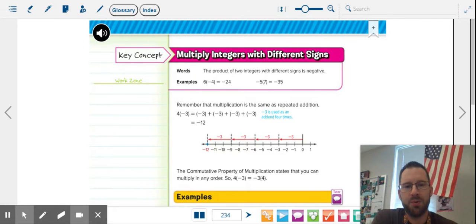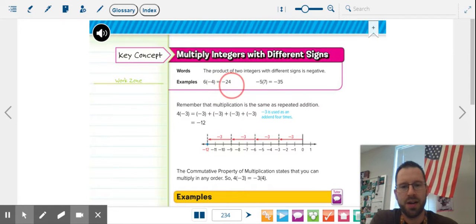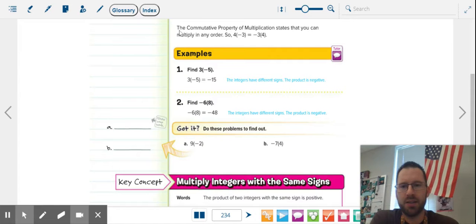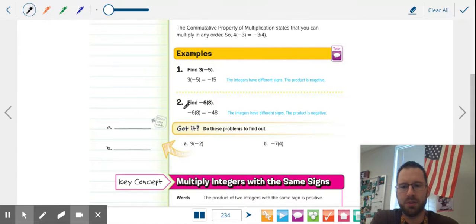So if you have integers with different signs, they will always have an answer that is negative, okay? So if you have a group of negative things, you're going to end up with a negative answer. Or if you have a negative group of positive things, it would be the same thing, negative. So here we have 9 times negative 2. You have a positive times a negative, a group of negative things, so you're going to have a negative 18 as your answer. Same thing over here.